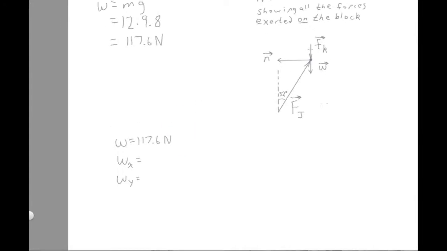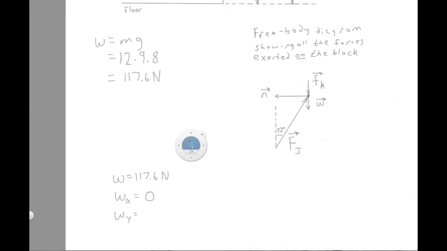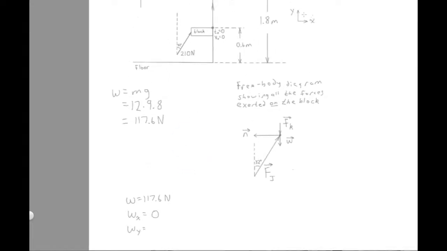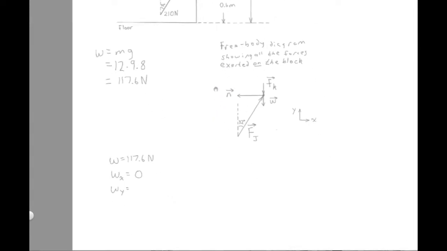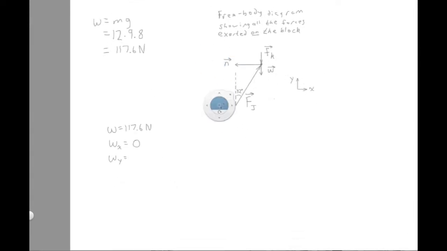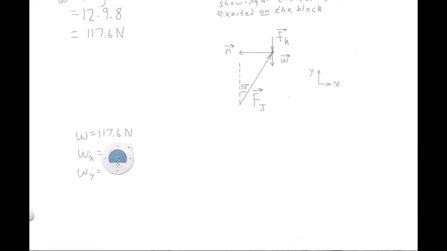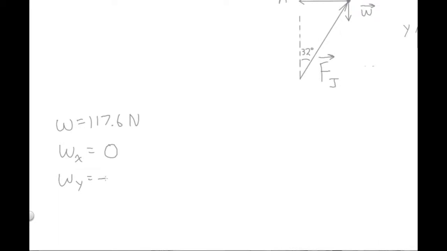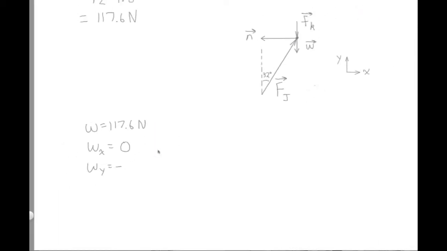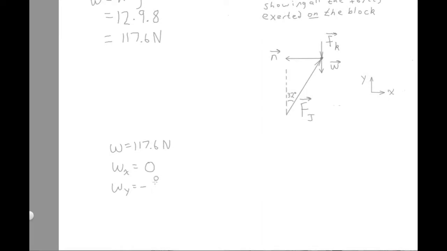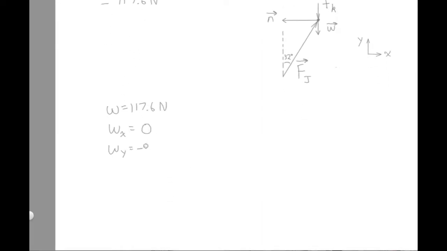Well, the weight force points down, so its x component is 0. And of course, remember that we're using these axes. Components are always defined in terms of your axes. The weight force is down, so the y component of the weight is pointing in the negative direction. And the magnitude will be 117.6. The overall magnitude is the same as the magnitude of the y component because the x component was 0.